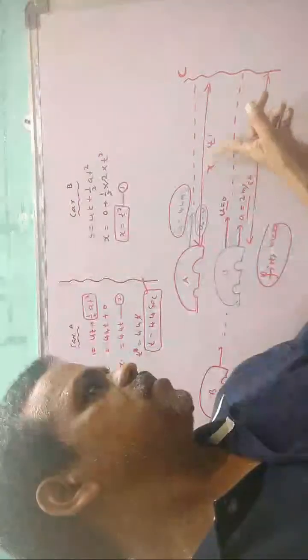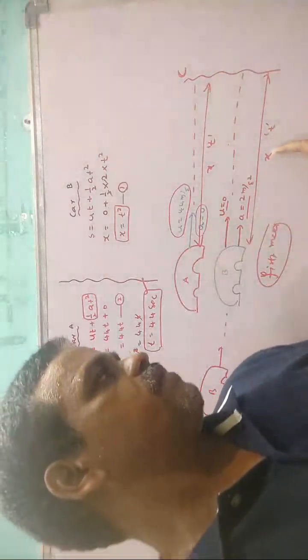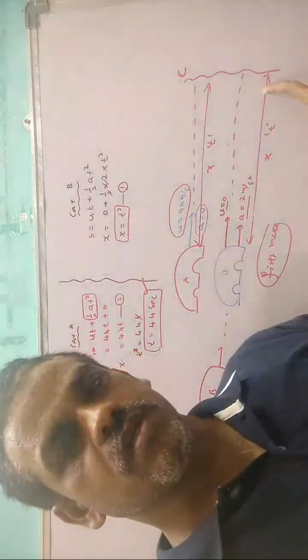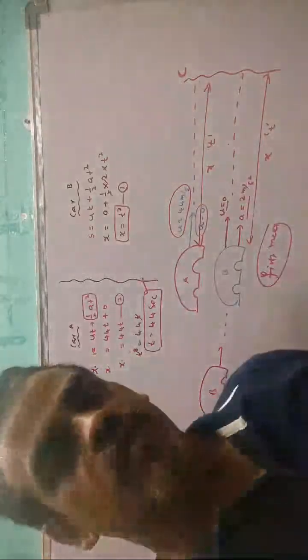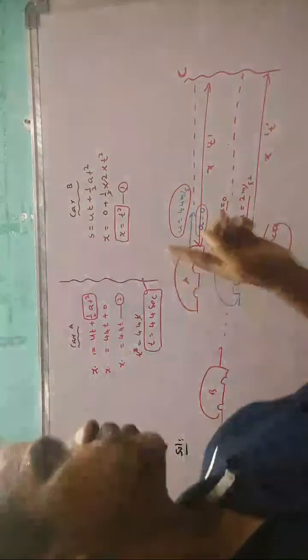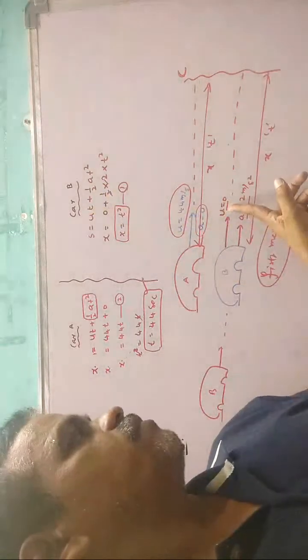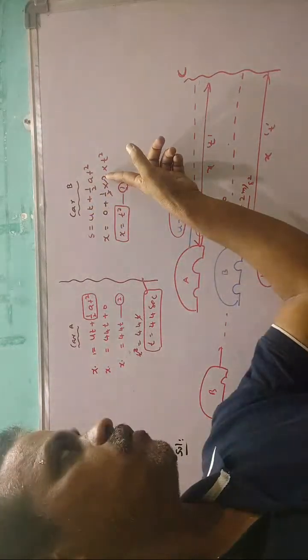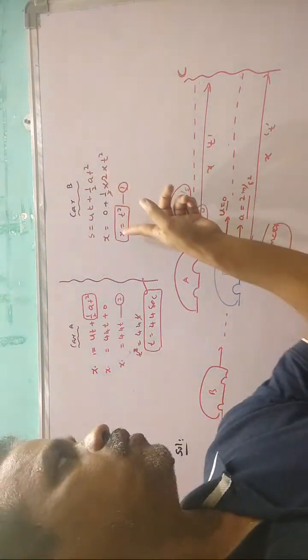So car A has to travel x displacement to reach C. Car B also has to travel x displacement to reach C. Then only both cars will meet again in t time. So for car B, what is the information we have? It started from rest. It is moving with constant acceleration. So u equal to 0, x equal to half a t square.